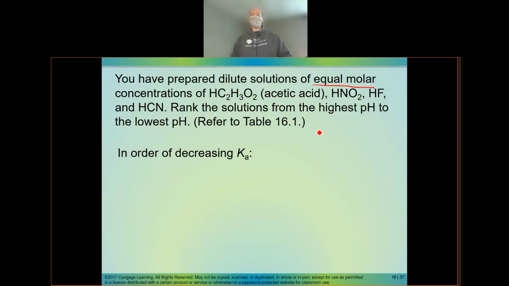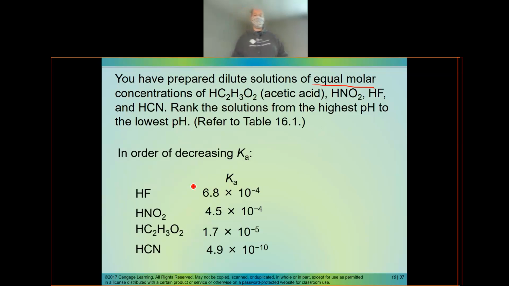All right, so we look up our Ka values. We find in our chart that HF has the Ka value 6.8 times 10 to the minus 4. So that is the biggest number in this chart. 4.5 times 10 to the minus 4 is a little smaller. 1.7 times 10 to the minus 5 is smaller. And then 4.9 times 10 to the minus 10, a lot smaller. So this one is very small.